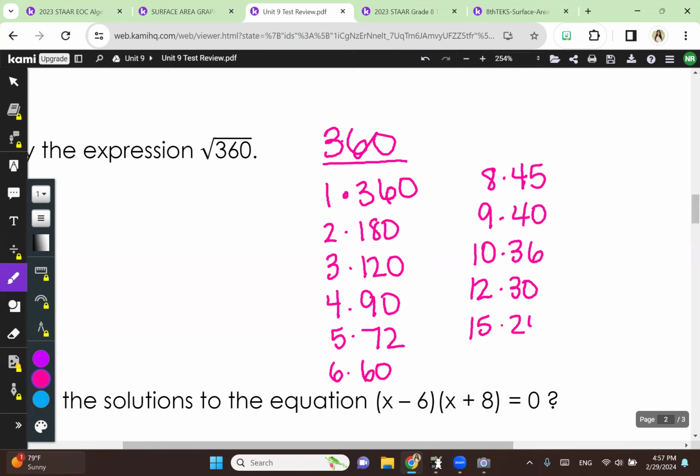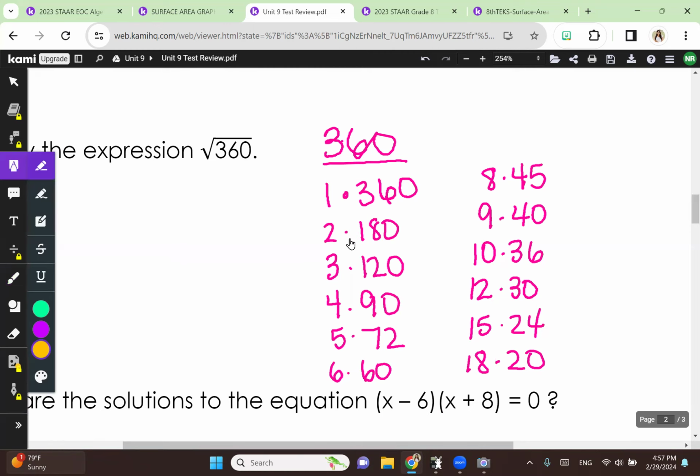15 times 24. And 18 times 20. All right. Now, because you won't be able to use your list of perfect squares, the only way to know, there's some that should hopefully be obvious, but if you want to double check to make sure it is or is not a perfect square, take the square root of the number. If it gives you a whole number, it is a perfect square.